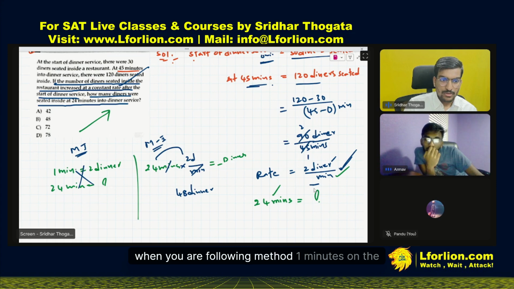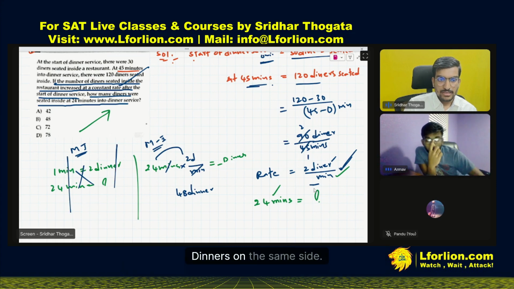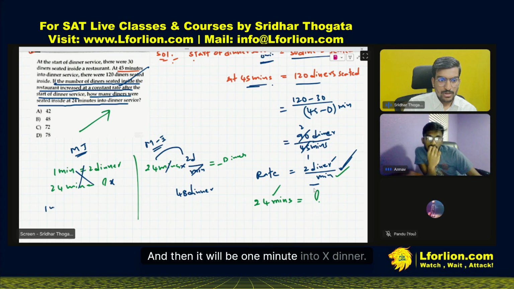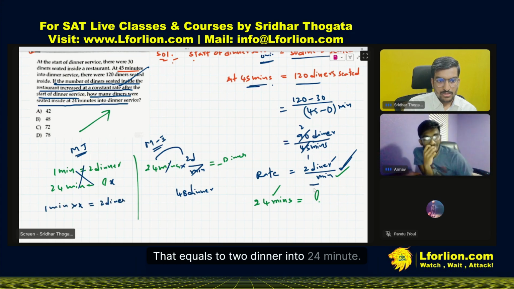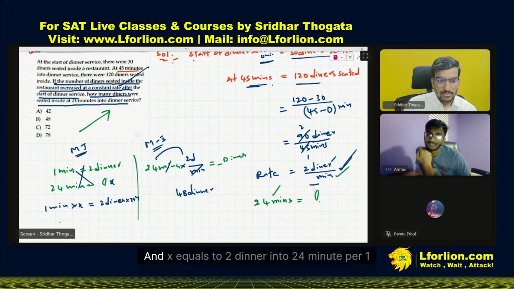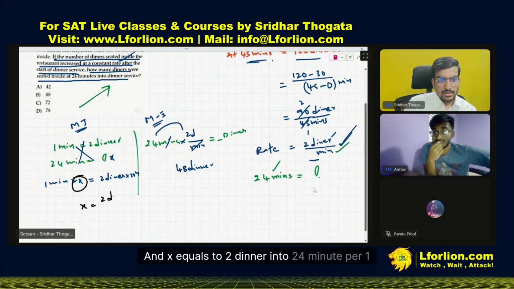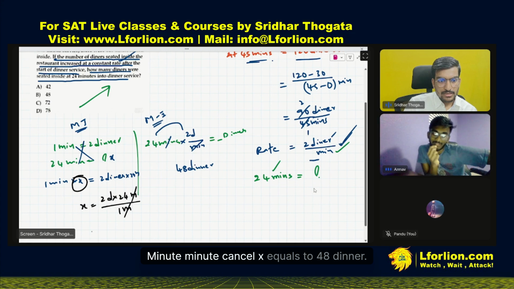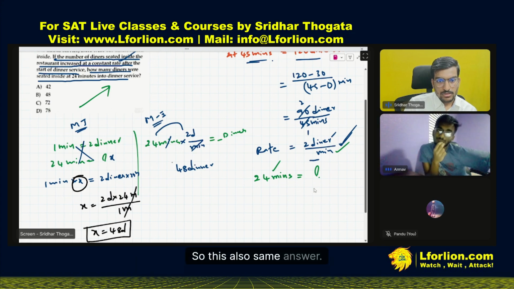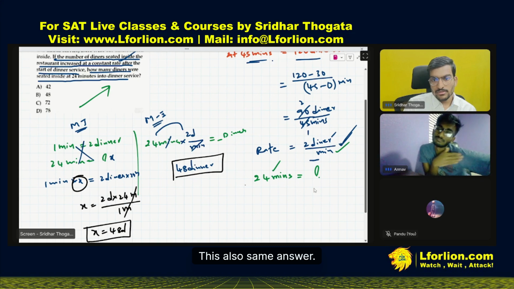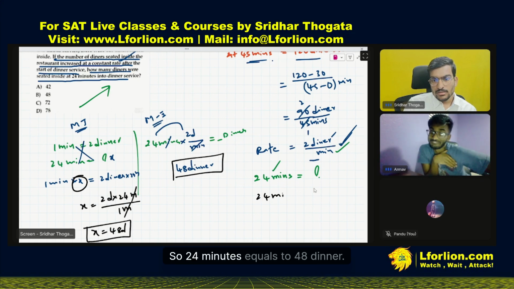Or you just cross multiply, method 1 or whichever method you are comfortable with. When you are following method 1, minutes go on the same side, dinners on the same side. That one you maintain, and then it will be 1 minute into x dinner equals 2 dinner into 24 minute, so x equals 2 dinner into 24 minute per 1 minute. Minute cancels, x equals 48 dinner. So this is also the same answer. So 24 minutes equals 48 dinner.